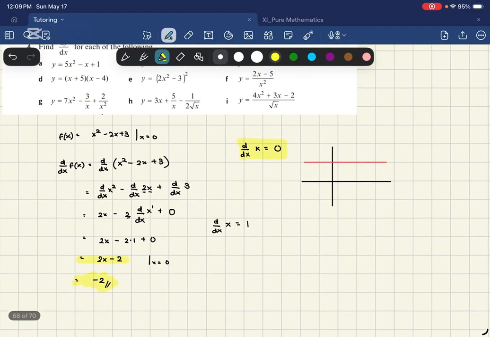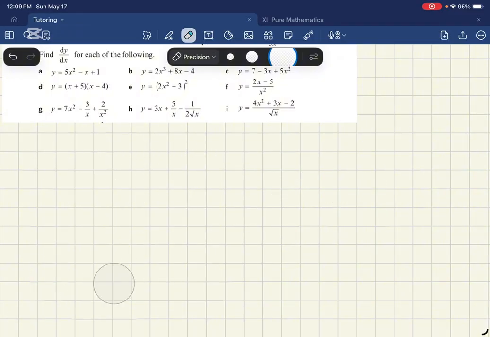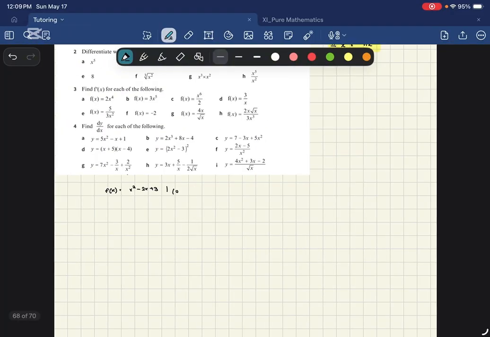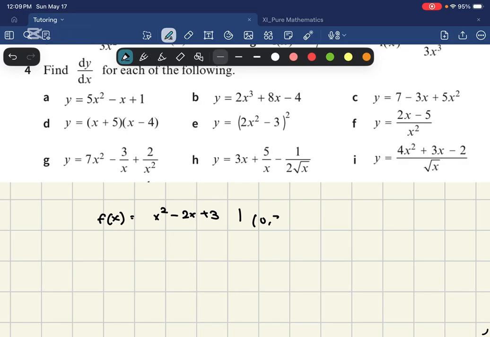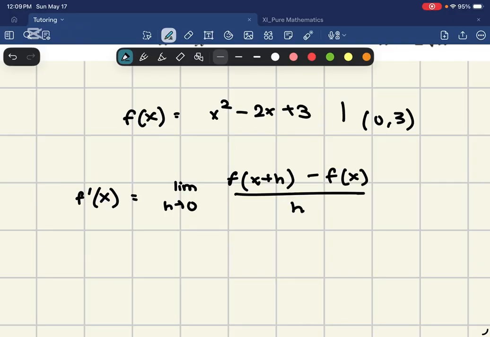Now let's use the definition to figure this out. All right, so let me erase everything, and we'll do this again by using the definition. So f of x, my bad, is x squared minus 2x plus 3 at the point 0, comma 3. All right. So now, f dash of x, which is the derivative function, is the limit as h tends to 0, f of x plus h minus f of x divided by h.